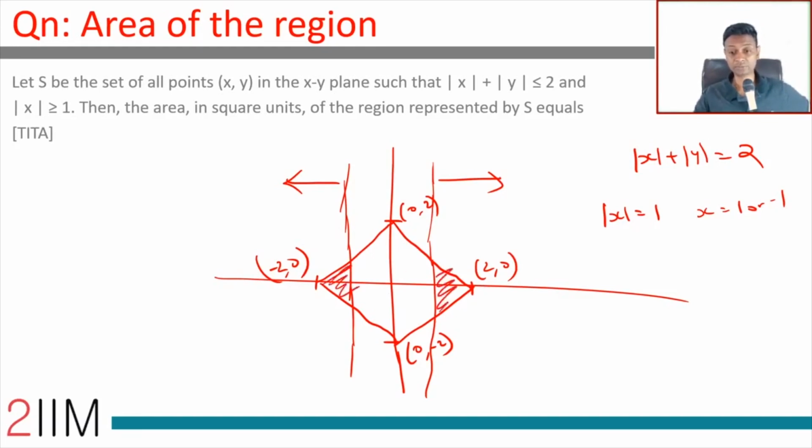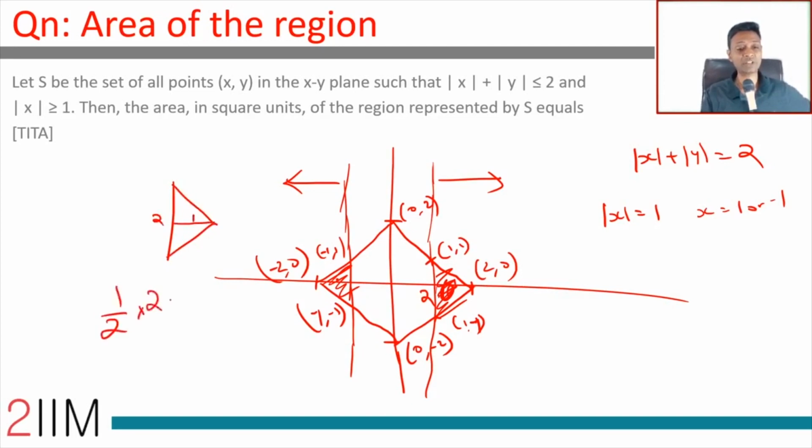Then the area in square units represented by S is this. What are the points here? This point will be 1 comma 1. This will be 1 comma minus 1. Will be minus 1 comma 1, minus 1 comma minus 1. This region. If you find one area, we can find the other. This distance is 2. Height is 1. So we have a triangle with base 2 and height 1. Area would be half into 2 into 1. Just 1 square unit. Here there is 1 square unit. Here there is 1 square unit. The area in square units represented by S is 2 square units.